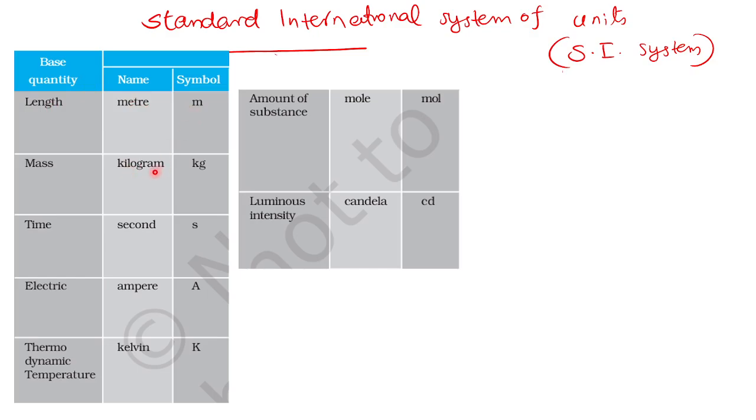And kilogram is another standard international unit. It is used for measuring mass. Symbol is kg. The third one is used to measure time. The symbol is S. You need to memorize it. Ampere. It is used to measure electric current.